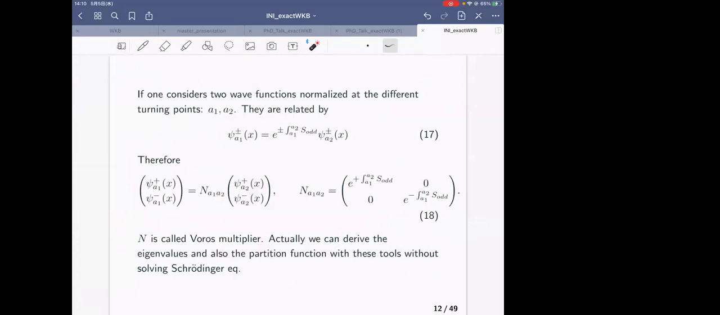And when we consider two Stokes graphs, I mean, beginning from different turning points, then we have to change the normalization of the wave function as follows. Yes, the wave function normalized at A2 and A1 is related like this.